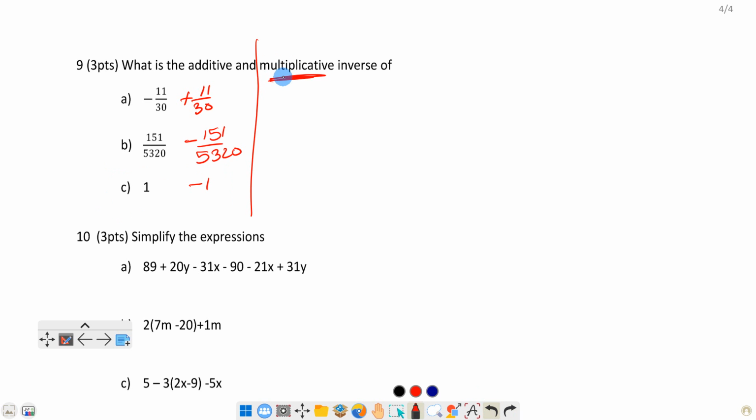And then the multiplicative inverse is when you multiply, you want it to become 1. So all you do is you flip it. You keep the same sign in terms of its positive or negative, but you just flip it. 30 over 11, 5,320 over 151. This is positive, so I keep it as positive. And then 1. 1 times what gives me 1? Well, 1 times 1 gives me 1. Or, if you wanted to, you would say 1 over 1. Either one of those works, because when you multiply 1 times 1 over 1, you get 1, or 1 times 1, you get 1.